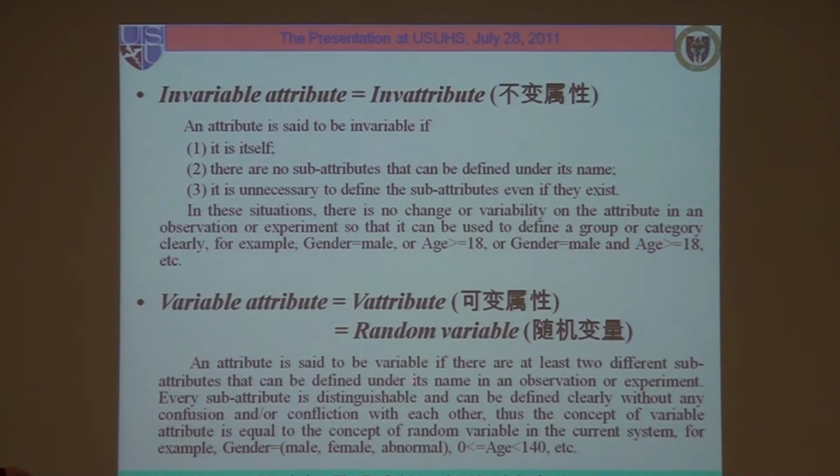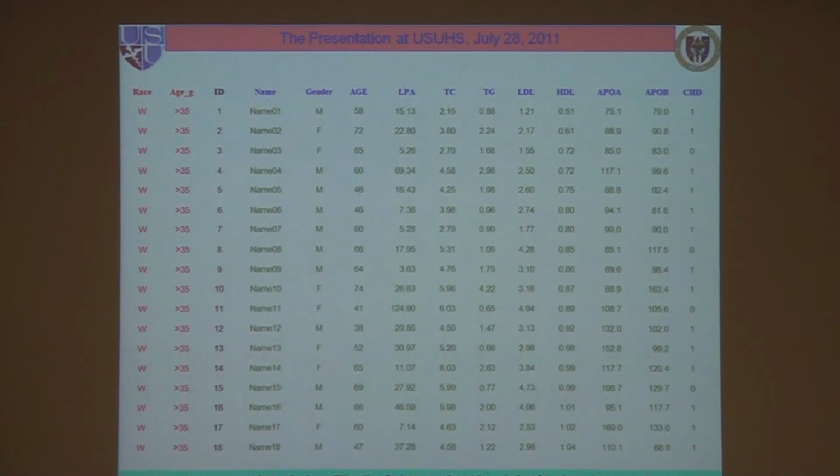It's set to be variable if there are at least two different sub-attributes that can be defined on its name in an observation or experiment. That's easy. Now here, all the blue, namely in blue, are variable attributes, and the red ones are invariable attributes. But ID is not.